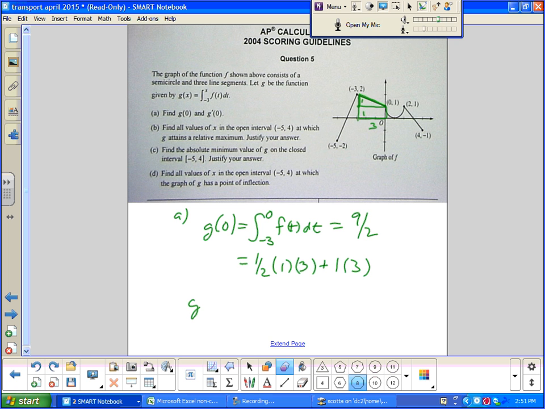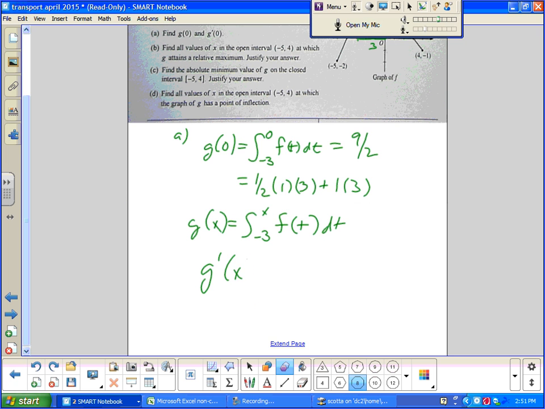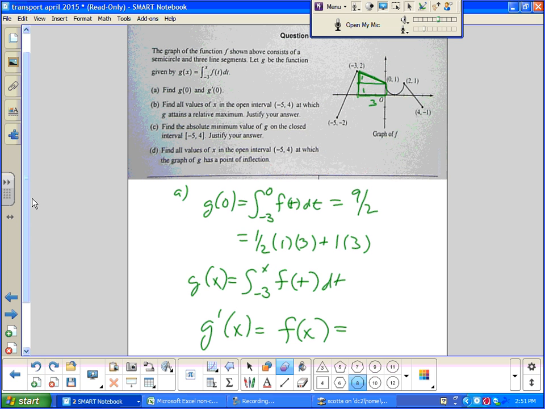G prime, now this is the key. If I take g of x equals the integral from -3 to x of f of t dt, g prime of x is simply f of x this time, guys. Right? Because the derivative of x is 1. It's not like it's x squared up there or something. Fundamental theorem of calculus. So all I got to do is go to the graph, which I accidentally lost off the screen, and at g prime of 0, I want f of 0.